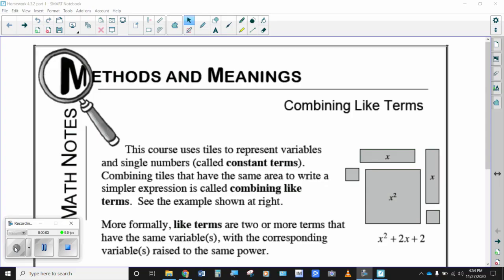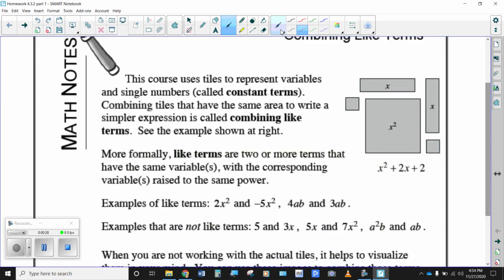Alrighty, let's take a look at our homework. So we're going to start off with the whole idea of combining like terms. The algebra tiles are wonderful tools to help us understand what we do and why we do it when we are combining like terms. So the like terms are the terms that have the same variable raised to the same power. And you may not realize this, but every single number, every single variable has an exponent.